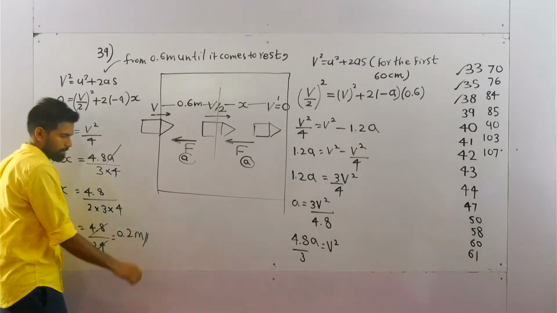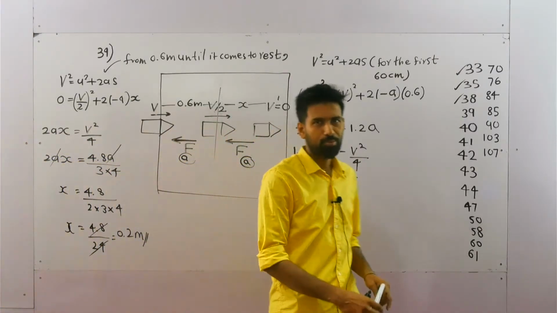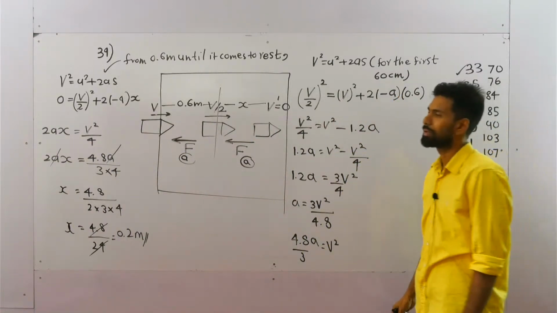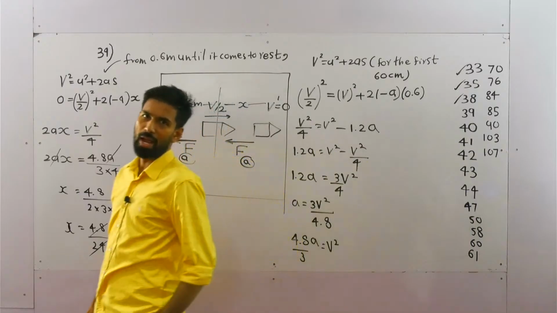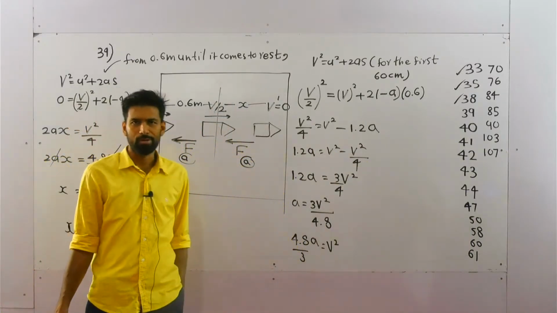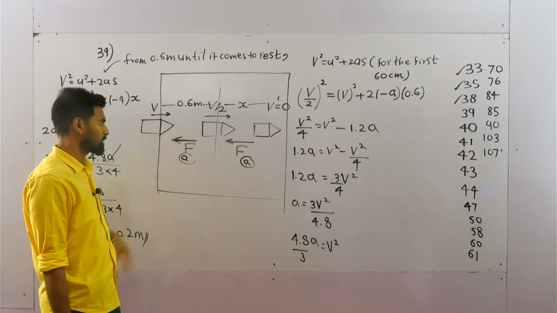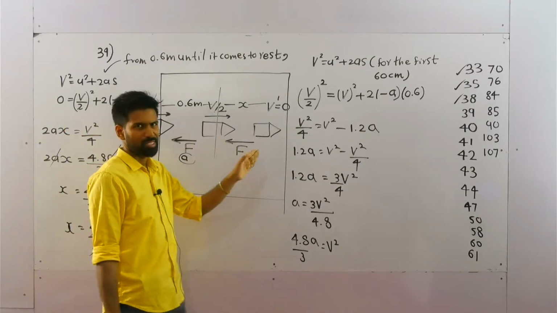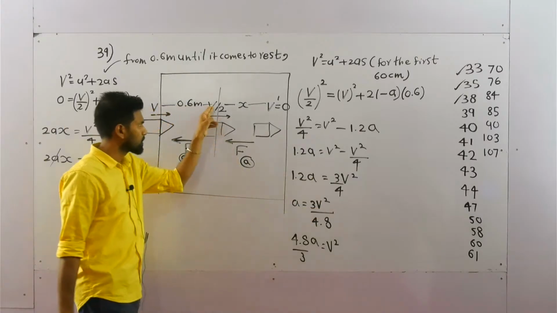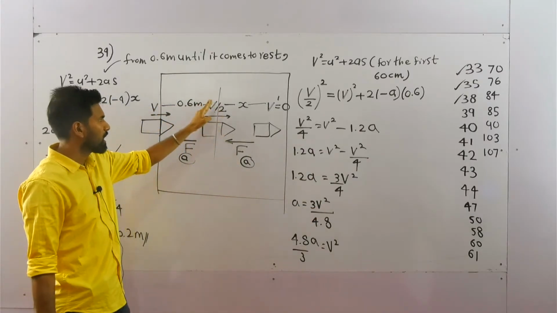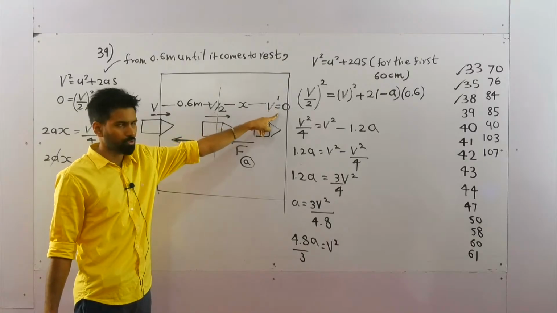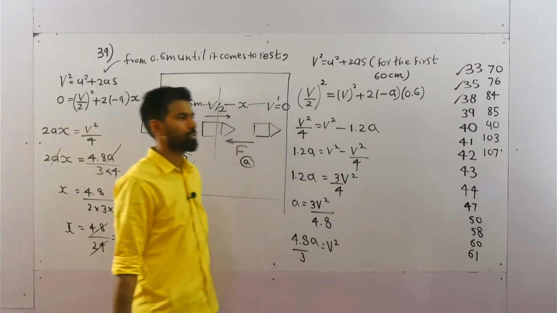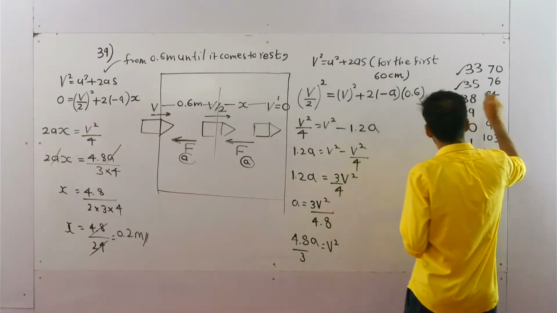0.2 meters. After the first 0.6 meters, it has dropped its velocity to half the value from the beginning, and due to this frictional force acting upon the bullet from the wood, there's a retardation throughout the motion. That retardation is constant as the frictional force is constant, as this is the same wooden block. So from this v over 2 velocity, it will move another distance x until it comes to rest. That x value is equal to 0.2 meters. That's what we got.